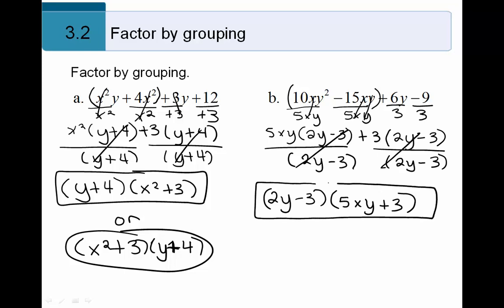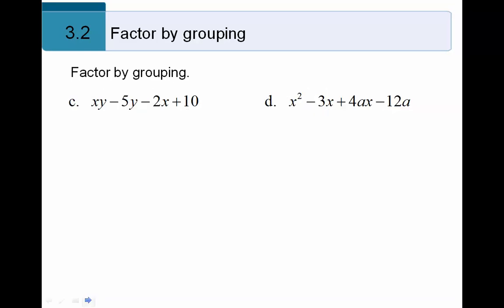And you could also write that the other way around, 5xy plus 3 multiplied by 2y minus 3. Make sure you have parentheses around both of the binomials. All right, we have 4 more to do before you try. So I will do those 4 with you.